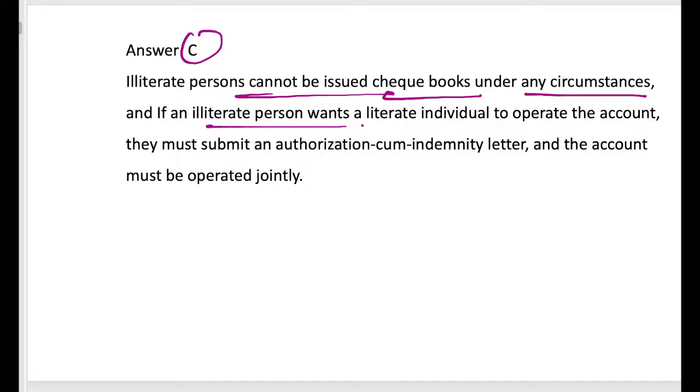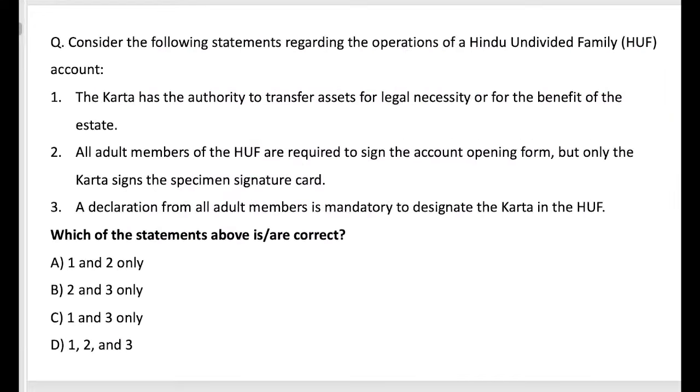If an illiterate person wants a literate person to operate the account, they must submit an authorization cum indemnity letter, and the account must be operated jointly. So option C will be the right answer for this particular question. Very good. Next one, consider the following statements regarding the HUF, Hindu undivided family.